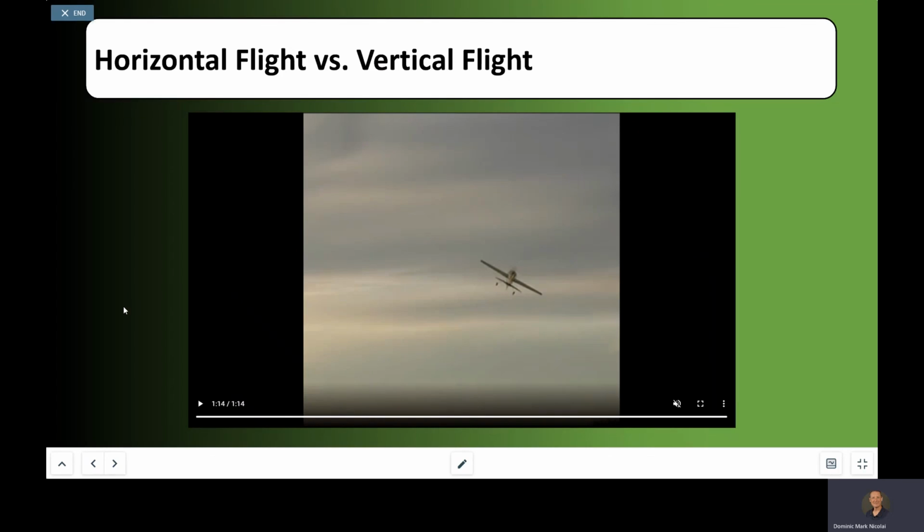Pretty amazing pilot, wasn't it? It was a radio-controlled airplane, by the way, if you were wondering. But it looks so real, didn't it?